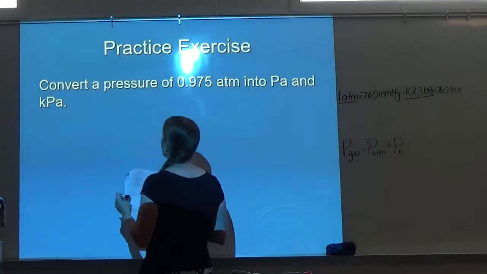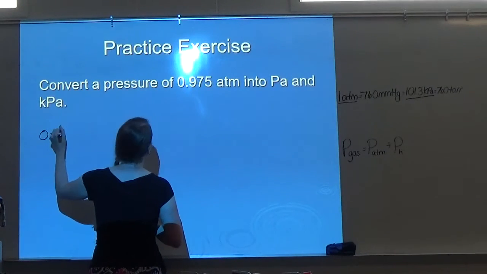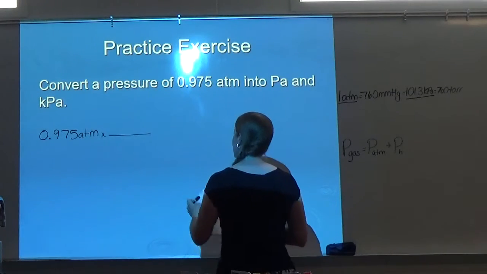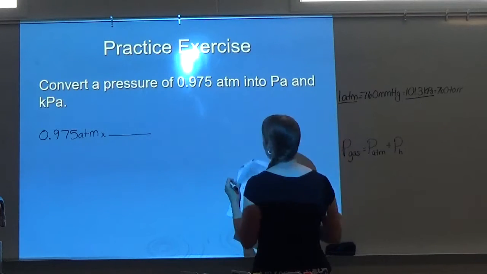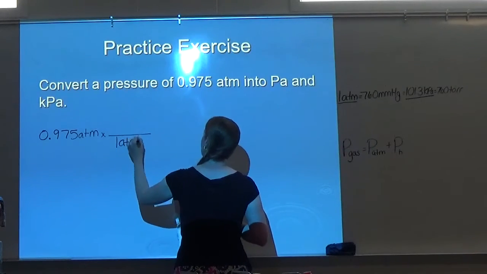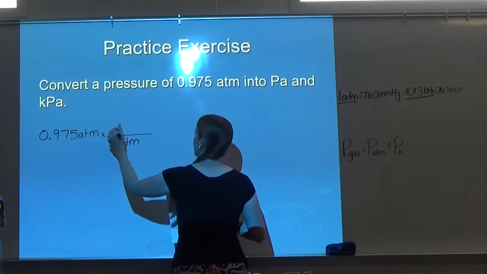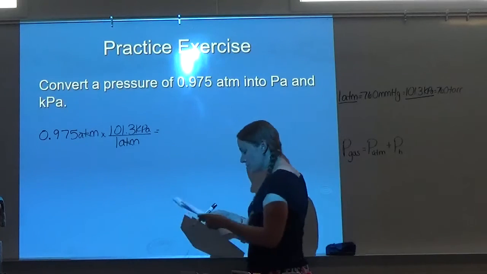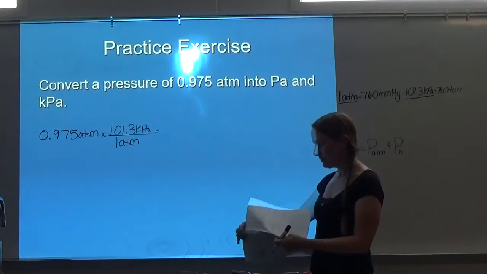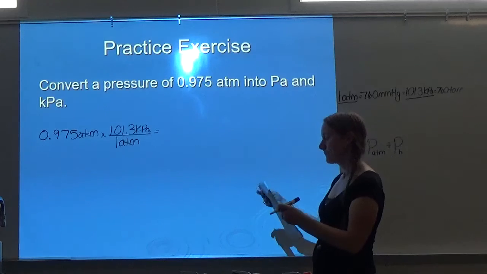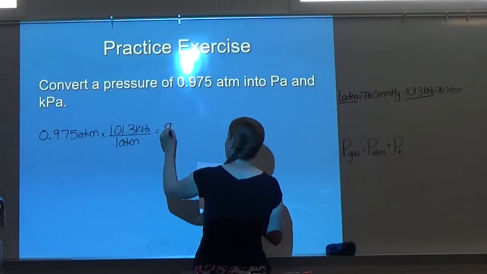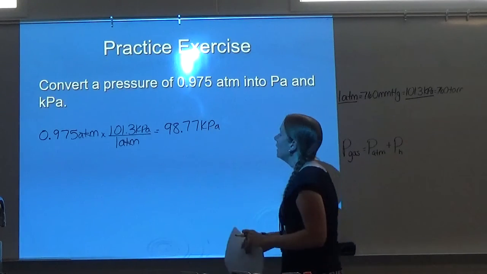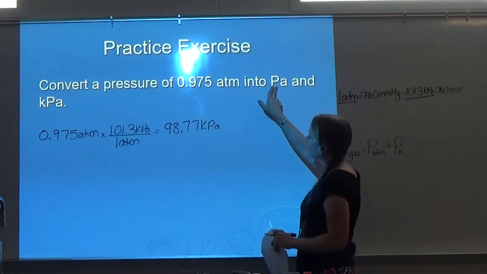All right, so let's start with our ATM. So we have 0.975 ATM. So I follow my golden rule. ATM has to go on bottom. How many? 1 ATM equals 101.3 kilopascals. So my ATM cancel, and once I multiply, I get 98.77 kilopascals. All right, so we got kilopascals, but we also need to get pascals.